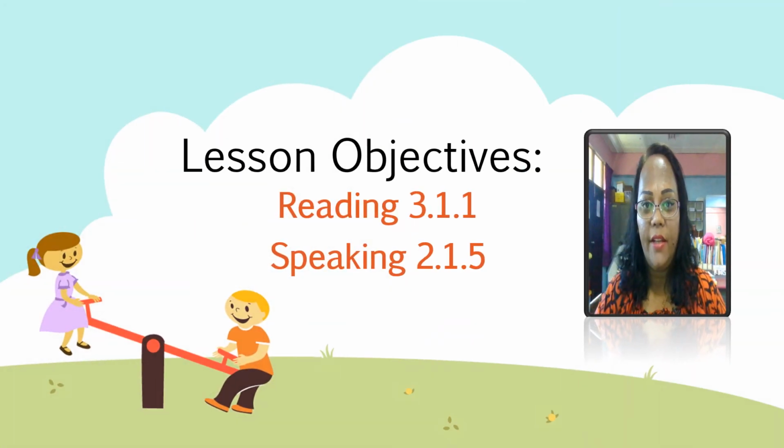The lesson objectives for today are reading 3.11 and speaking 2.15. So by the end of the lesson, students should be able to understand the main point in an extended text and be able to explain and justify their feelings and the feelings of others.